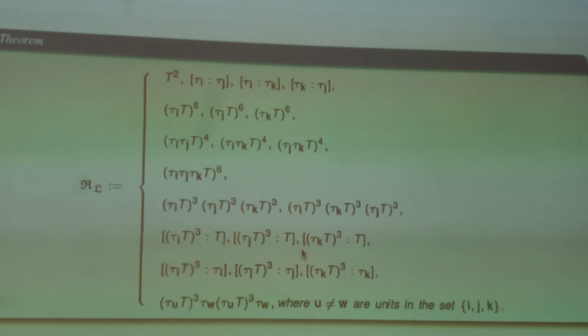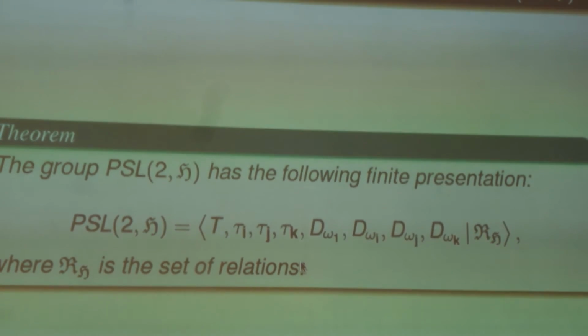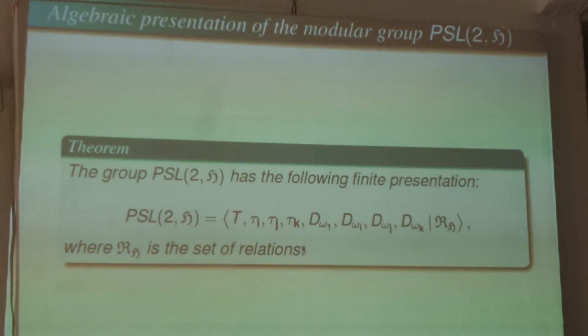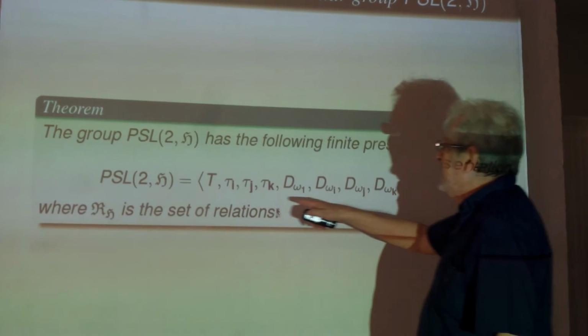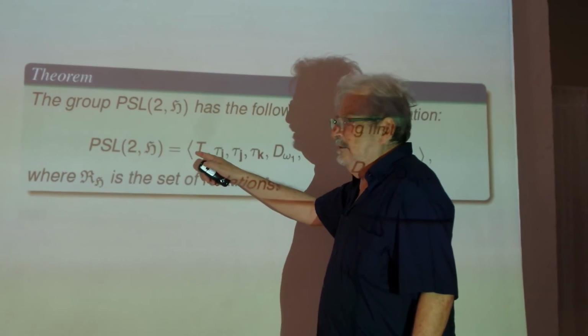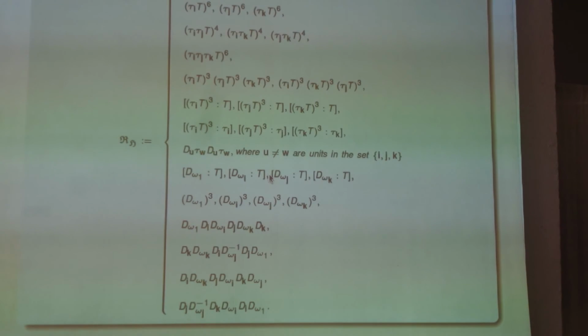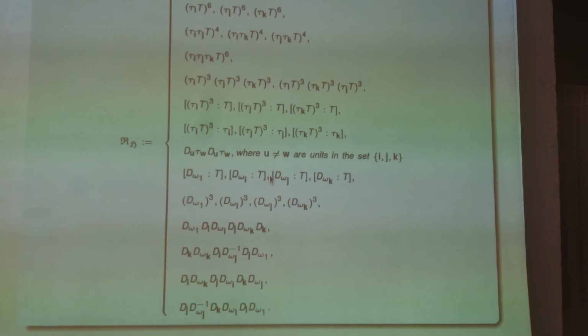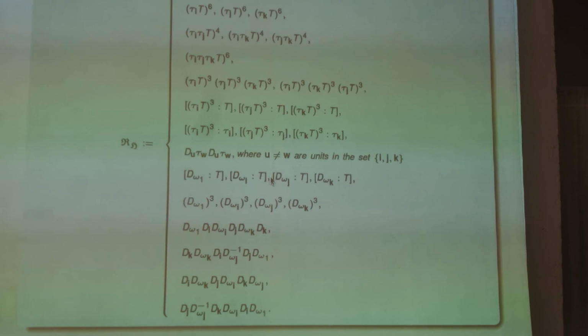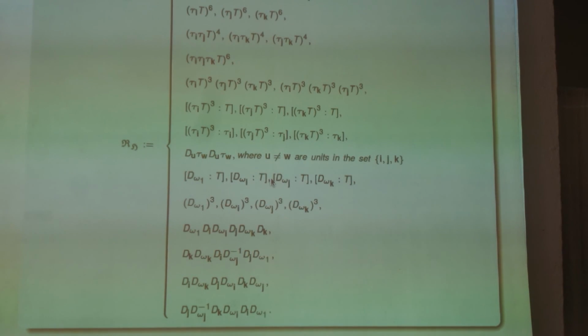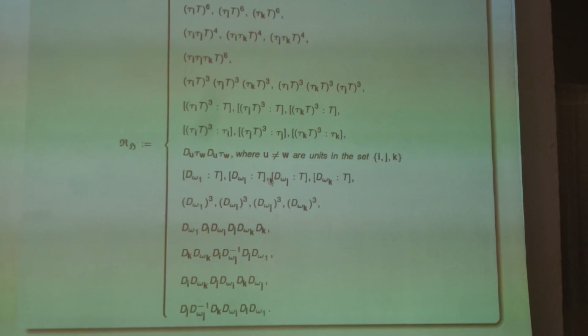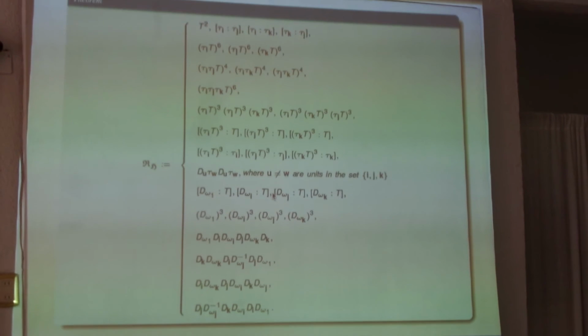Now, by the way, the number of relations can be reduced. And now the Hurwitz group is generated by the inversion around 1 and these translations here. And this is the relation. You can see it's very complicated. And to prove that, you have to actually find the Cayley graph of that.